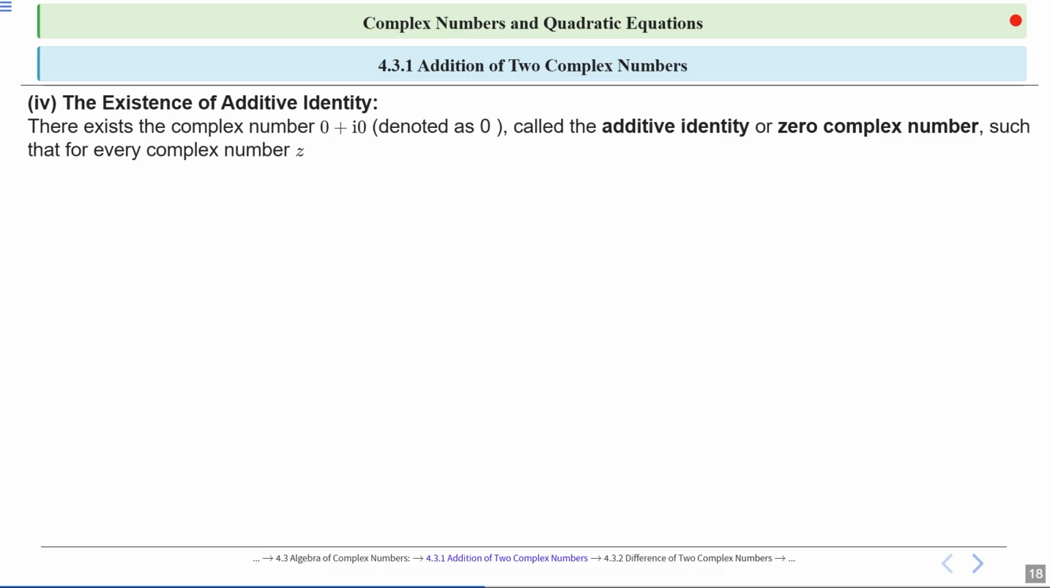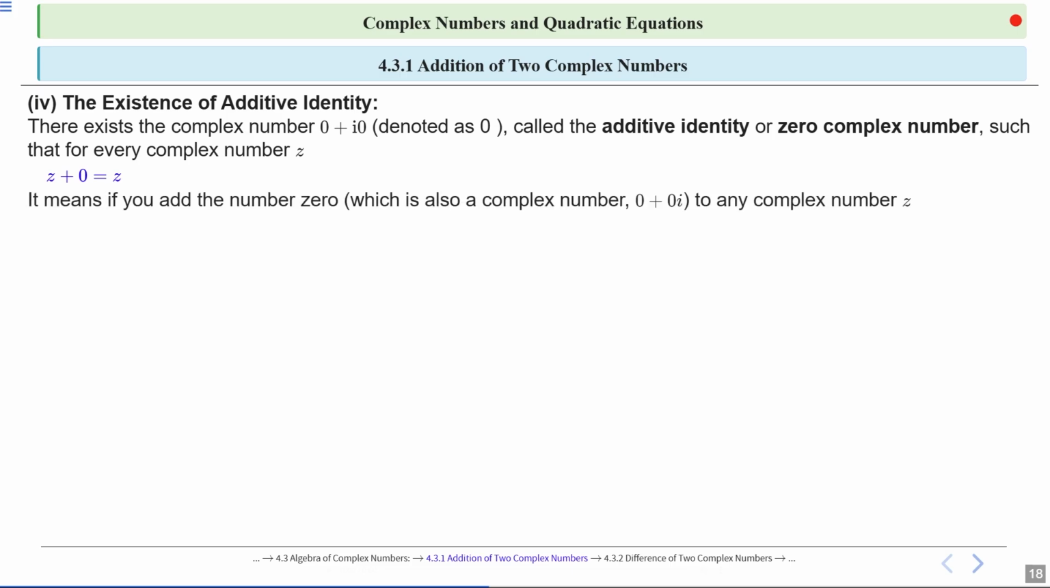So let's look at what this means in practice. Here is the key equation: Z plus 0 equals Z. This means that if we take any complex number Z and add 0 to it, you get back the same number Z. So if you add the number 0, which in complex numbers is 0 plus 0 times iota, to any complex number Z, the result is still Z.